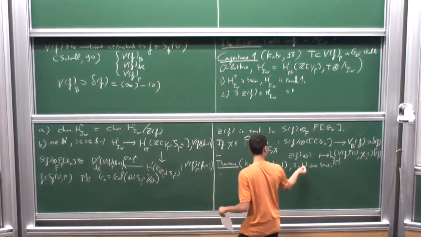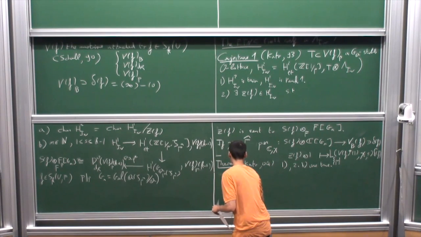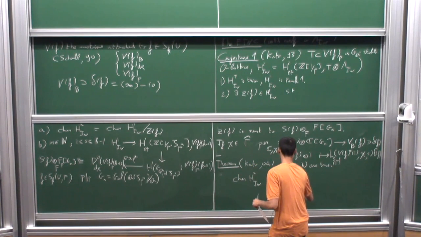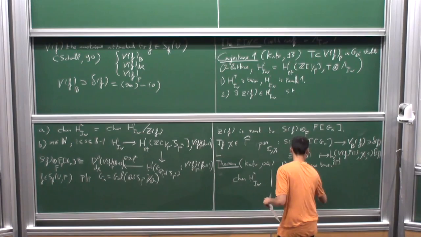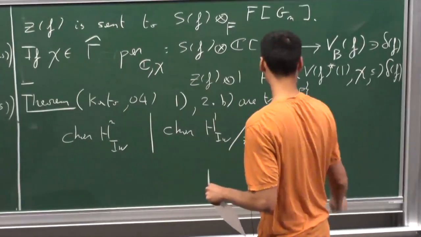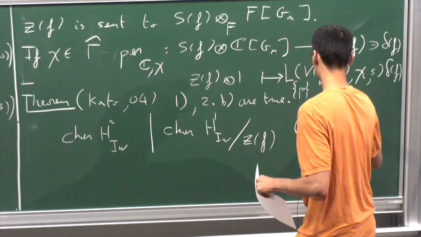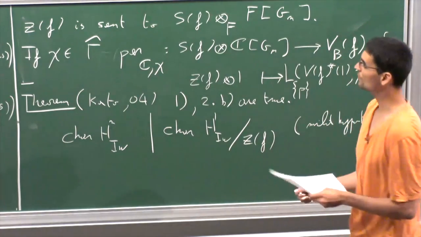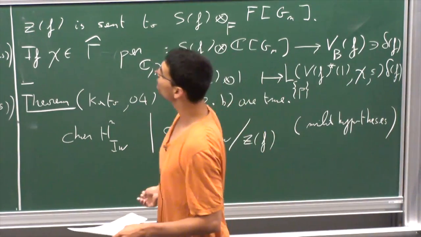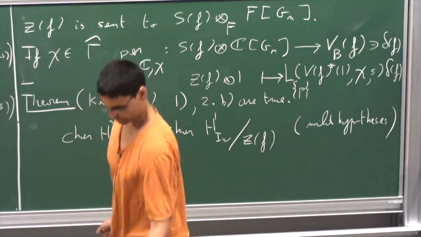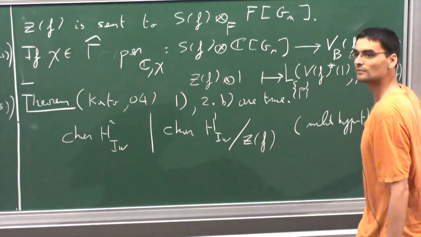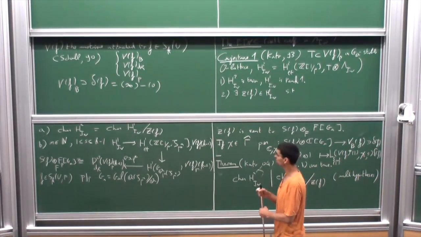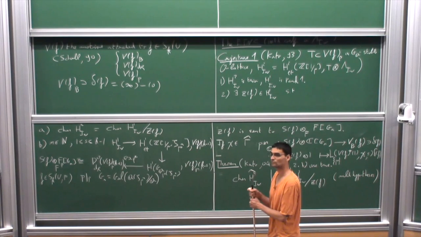Kato proved that the characteristic ideal of H^2 Iwasawa divides the characteristic ideal of H^1 Iwasawa over z_F under my hypothesis. And in fact, the property is that one knows the maps are such that it defines z_F more or less uniquely.